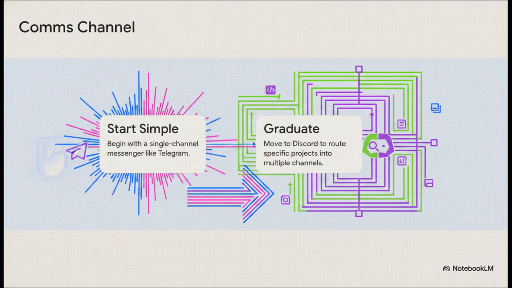By setting up Discord webhooks, your agent can actually route completely different types of outputs into separate, highly organized channels. You could literally have one channel just for coding alerts, another dedicated entirely to your financial news digests, and maybe a third just for system health checks.